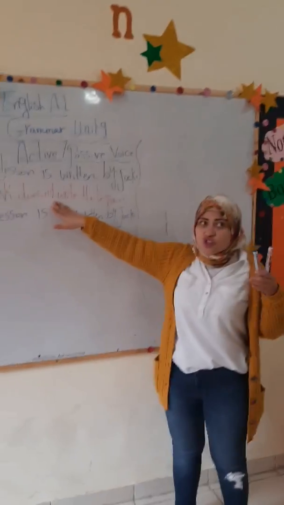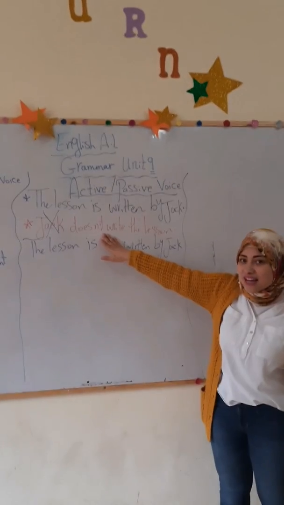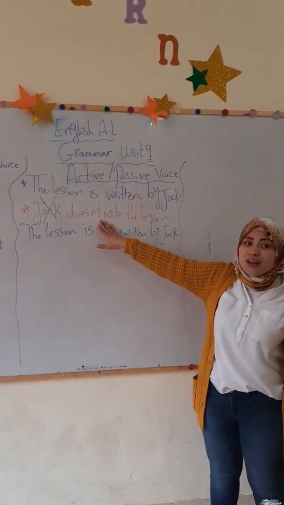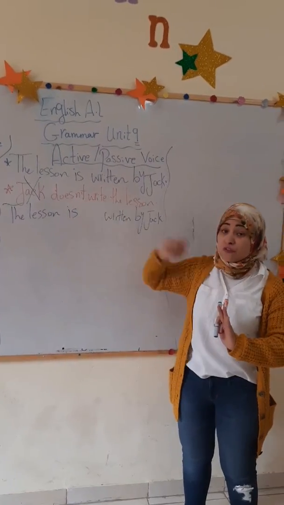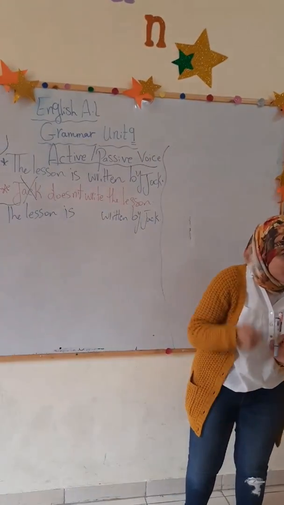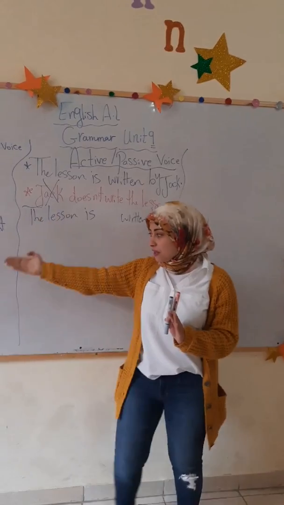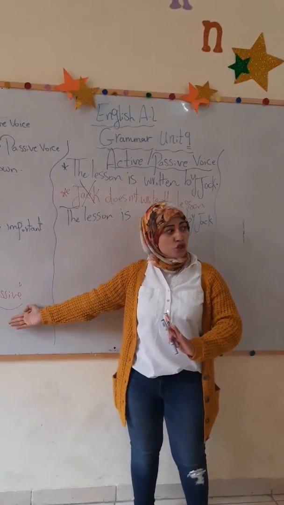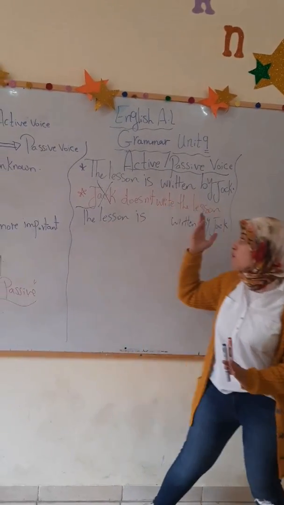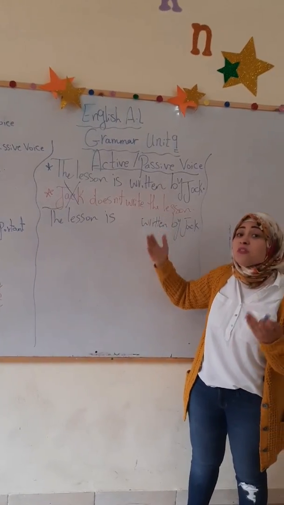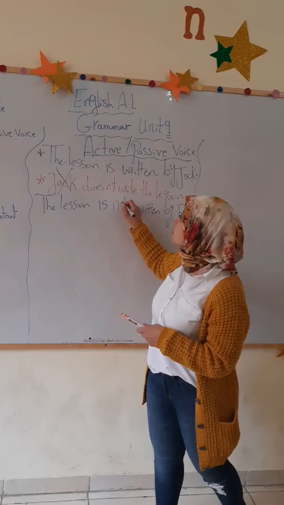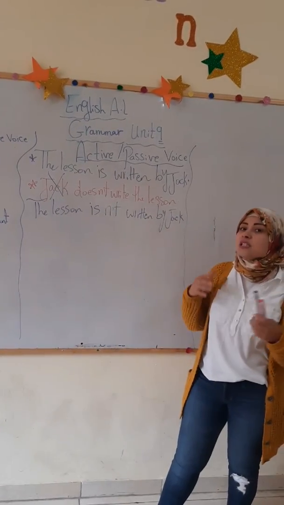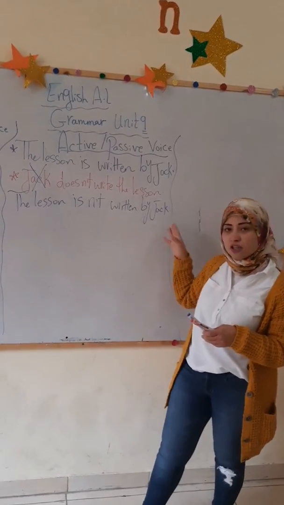This sentence, Jack doesn't write the lesson. So it's positive or negative one? It's negative. So you have to keep it as it is. So if I give you the sentence, for example, in the exam, the sentence will be positive, so keep it positive when you change from active into passive. If I give you the sentence in negative, so it means that you have to keep it negative. So I have to add here not. So the lesson is not written by Jack.